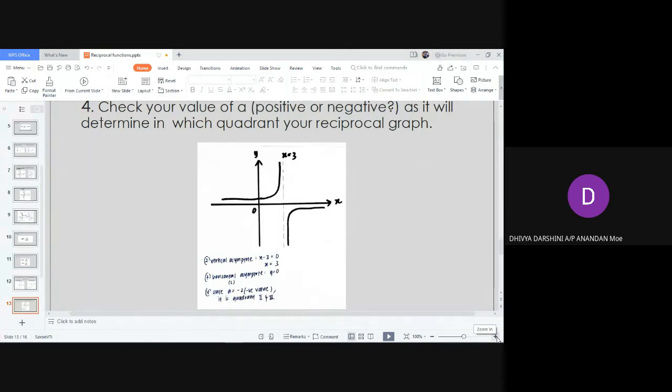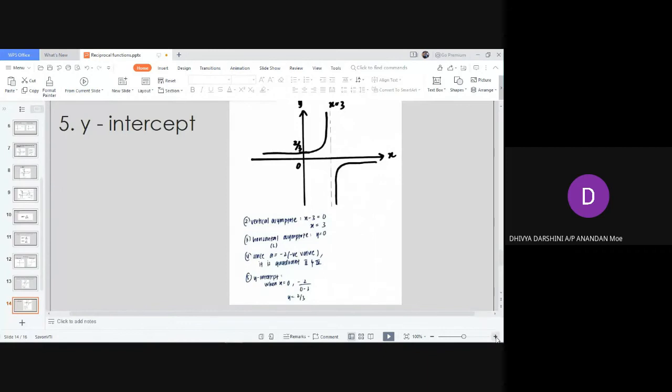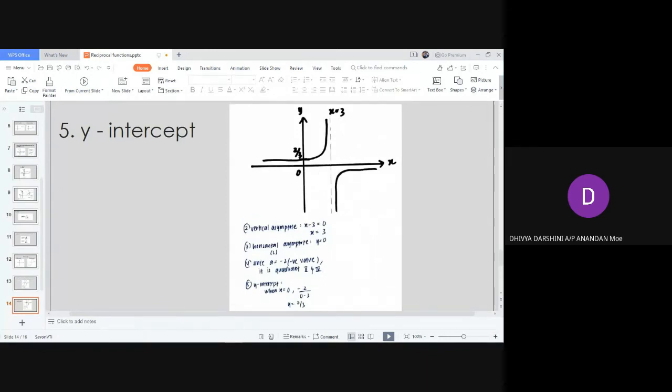Okay, next. So next, as we can see in the graph, there's a y-intercept. So now we're going to find our y-intercept. So our y-intercept, just substitute in the equation x equals to 0, and we'll get y equals to 2/3.